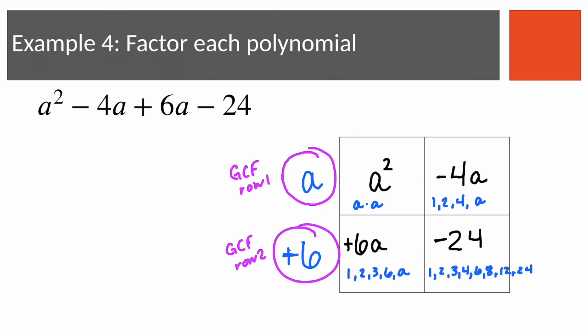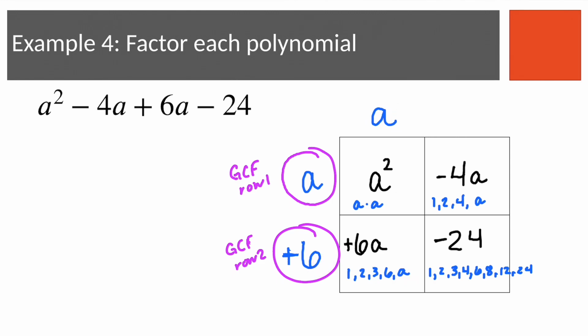Now, to get the tops, we can choose to either do a times what gives us a squared, and 6 times what gives us negative 24, or you can choose to find the greatest common factor of these two in these two boxes now. So either way will work. So a times what gives us a squared? Well, we need another a, so it's going to be a times a gives us a squared. And if you look here and here, the only thing they have in common is an a. So it is still the GCF there.